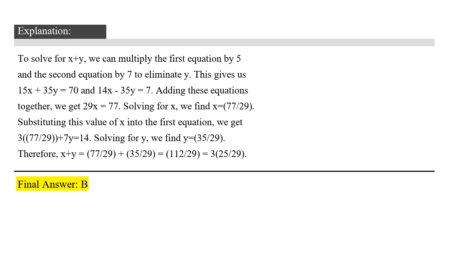Substituting this value of x into the first equation, we get 3(77/29) + 7y equals 14. Solving for y, we find y equals 35/29. Therefore, x plus y equals 77/29 plus 35/29 equals 112/29 equals 3 25/29.